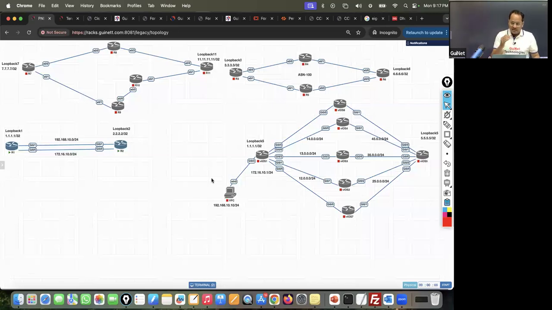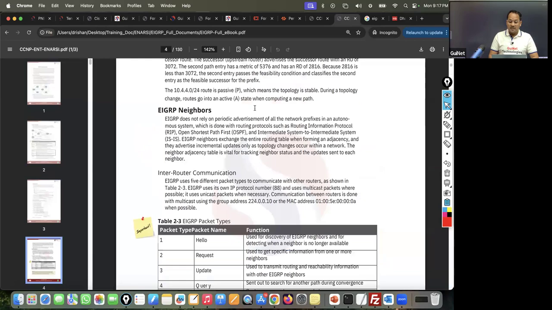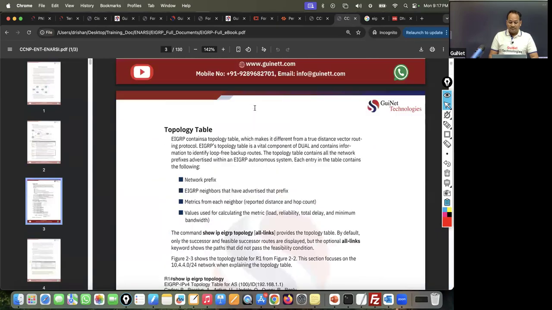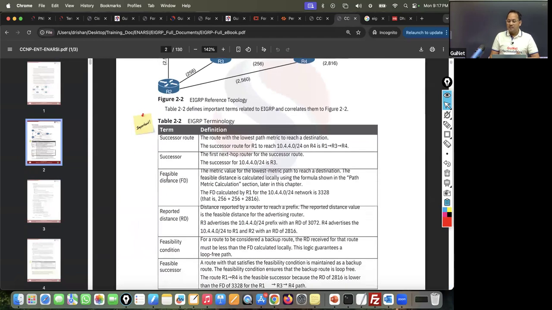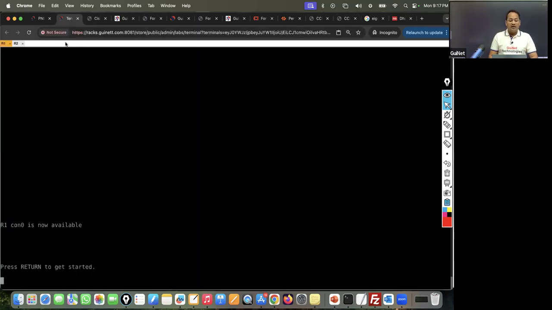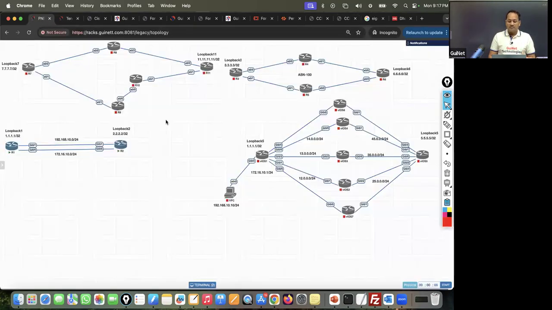So you understand the basic fundamentals of EIGRP. What is the DUAL algorithm? In the DUAL algorithm, we still have to do a deep dive because we have to understand all these parameters. This is the DUAL algorithm: successor route, successor, feasible successor. I'll explain it again in depth, but for the time being, let's understand how to build the EIGRP neighborship.